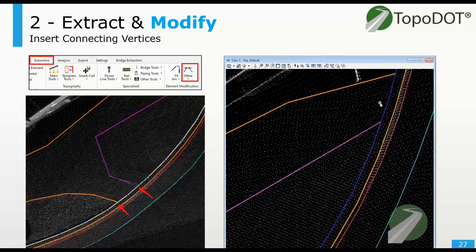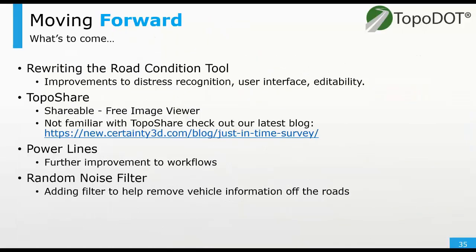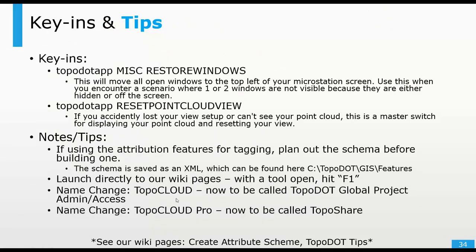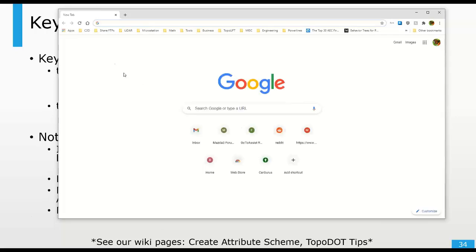And I think that is all. Marty, do you see anything else? Someone asked about a list of all possible key-in commands. Mike, did you have that in your presentation somewhere? Go back. There you go. Yeah, go to the TopoDOT tips page on our wiki. I can probably launch that now if you want me to.